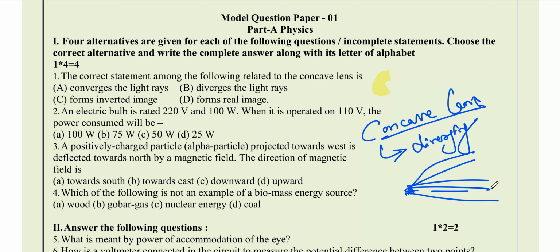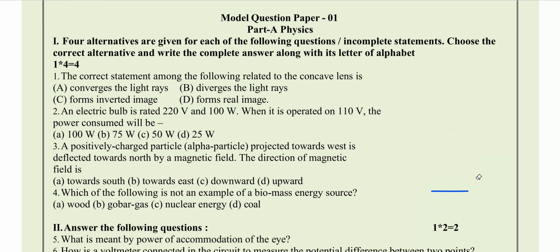Now tell me the answer for this. What is the question and what is the correct answer? 25. Sure? Good. What is the answer for the first question? The correct answer is: diverges the light rays. Any doubts? Concave mirror is also known as diverging mirror. It's nothing but it is diverging the light rays.